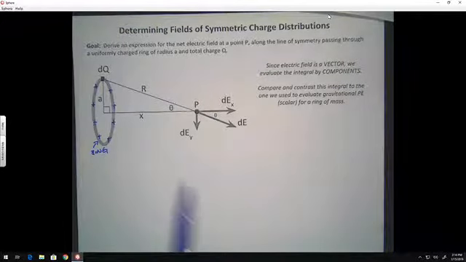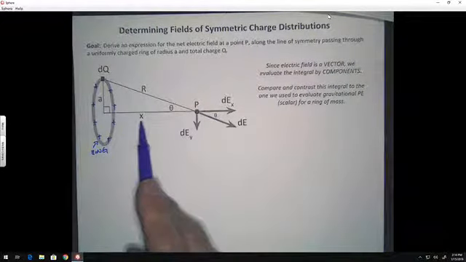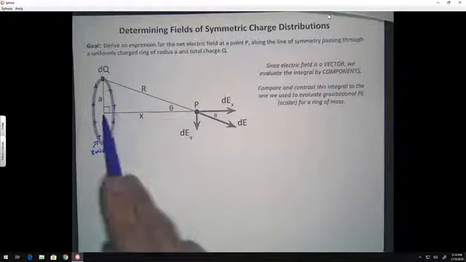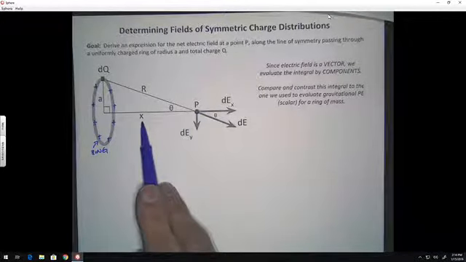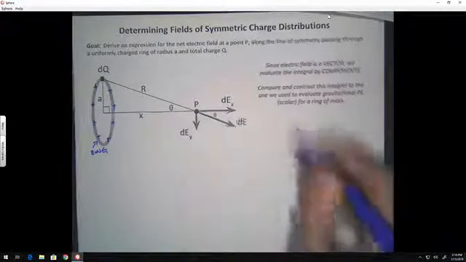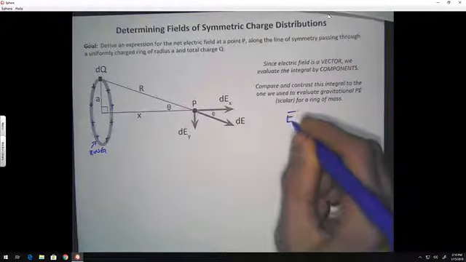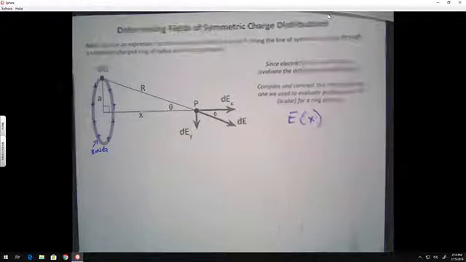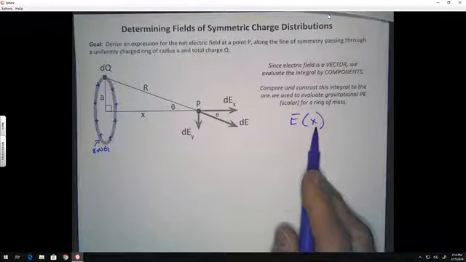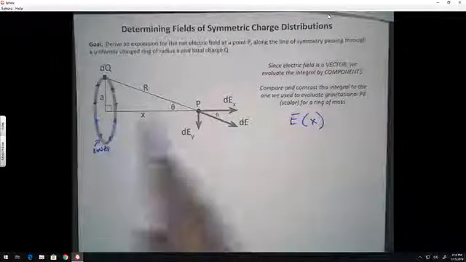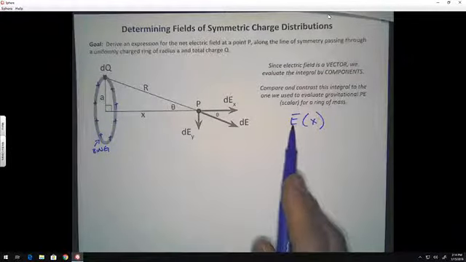All right, other things which are on this figure would be the dimension x. X is the distance from the center of the ring to the point of interest, which is P. So x is a variable, and we are really going to be trying to find a function for the electric field as a function of that position x. We can let x run from 0 all the way out to infinity, and we should be able to calculate the electric field.